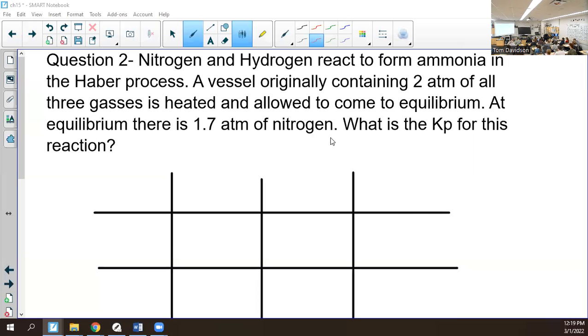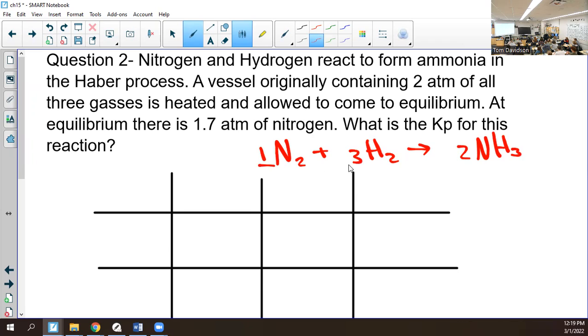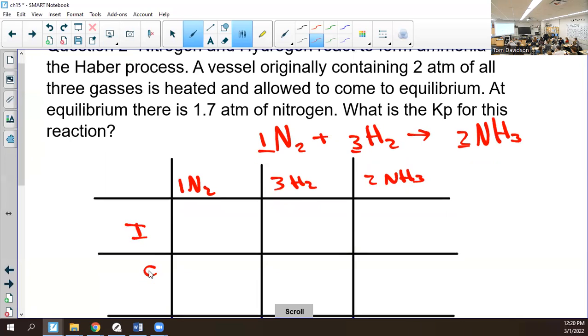So the first thing is to write out N2 plus H2 forms NH3. Then what would you have to do? Balance it, put a 2 in front of the 3, put a 3 in front of the 2, and we have a 1 there. 1, 3, 2. Okay, the next thing we would do is put it in here. 1 and 2. 3 H2, 2 NH3. That's what we need to do. I, C, E.